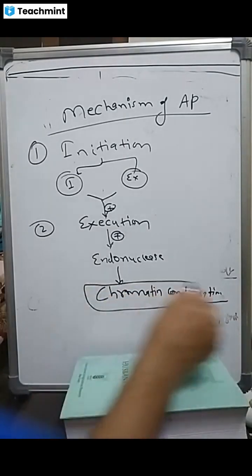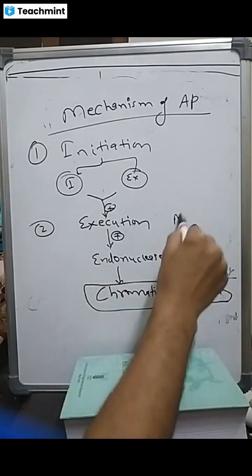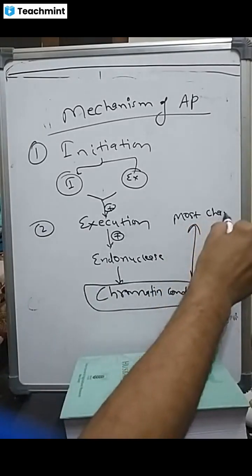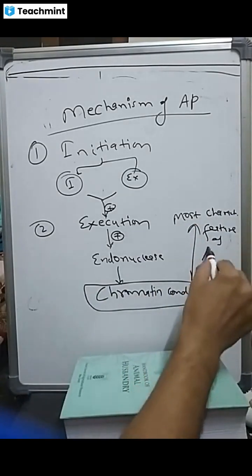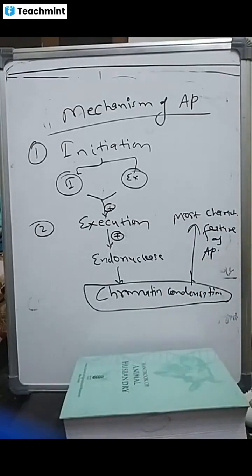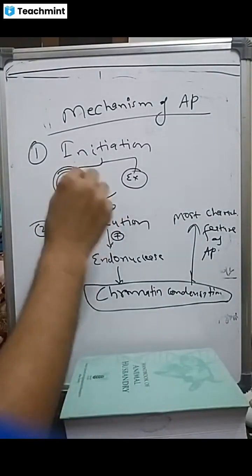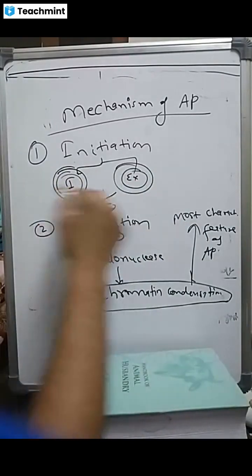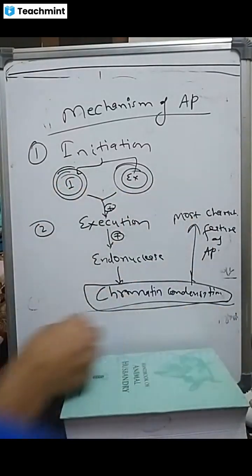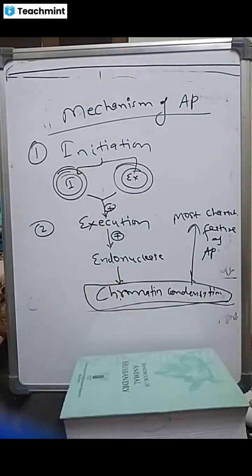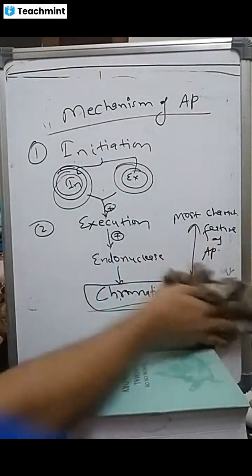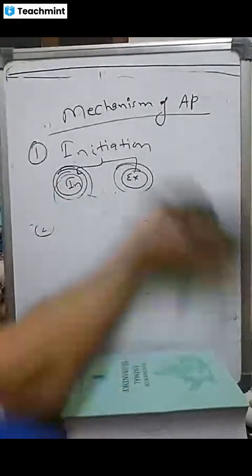Chromatin condensation is the most characteristic feature of apoptosis. Because in both the intrinsic pathway and the extrinsic pathway, the end result will be the same, that is chromatin condensation. So whether it is intrinsic or extrinsic, the end result will be chromatin condensation. So this is the hallmark, or most characteristic feature.